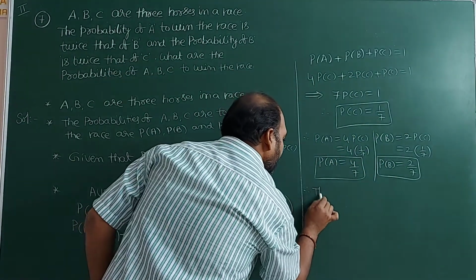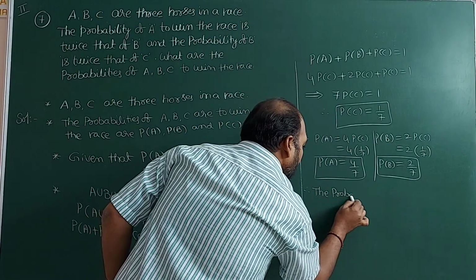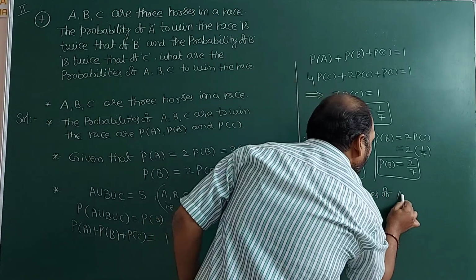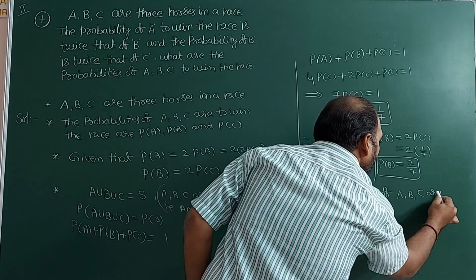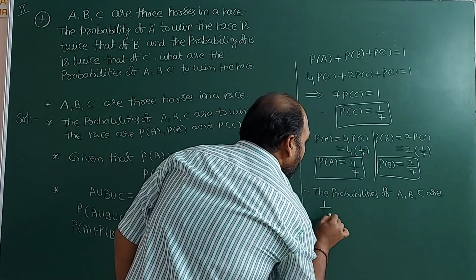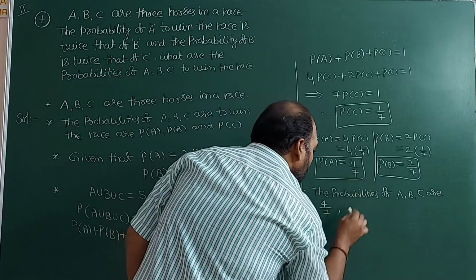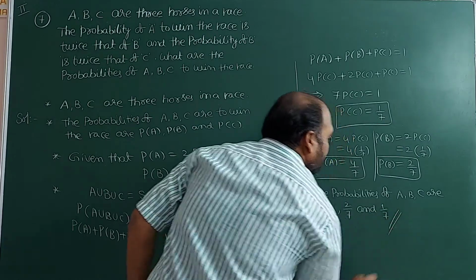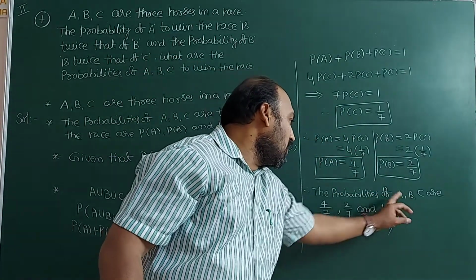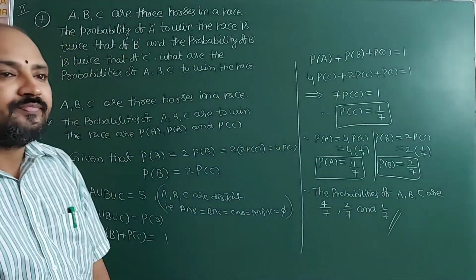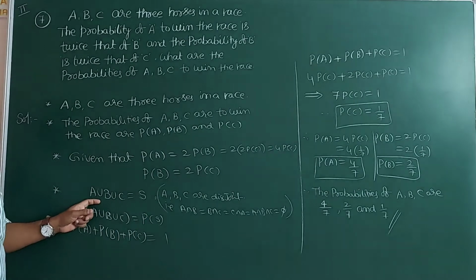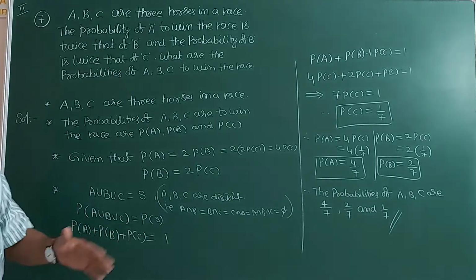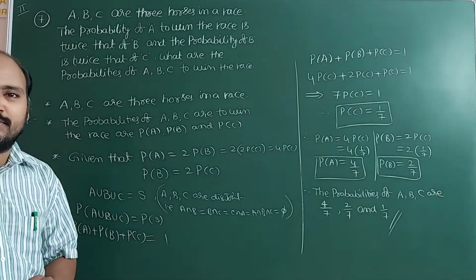Therefore, the probabilities of A, B, C are 4 by 7, 2 by 7 and 1 by 7. Therefore, the probability of A is 4 by 7, the probability of B is 2 by 7 and the probability of C is 1 by 7. This is the way you can calculate, students. This is some theoretical concept. We need to understand that. I hope you people understand this question. We will move on to the next question.